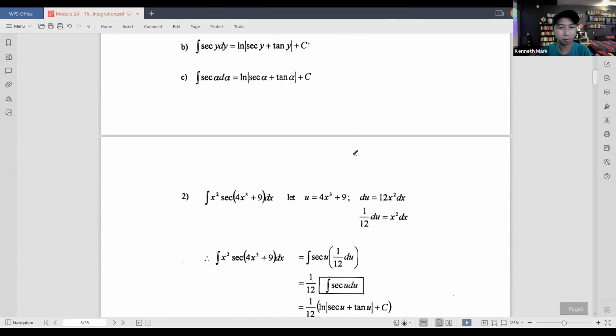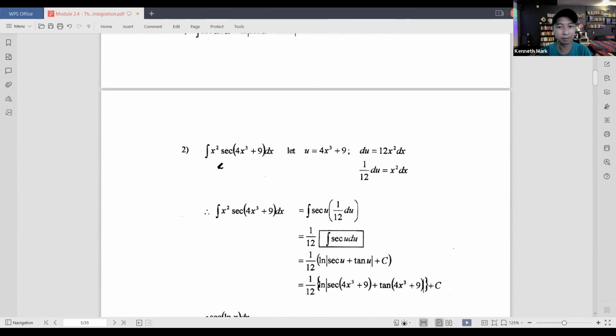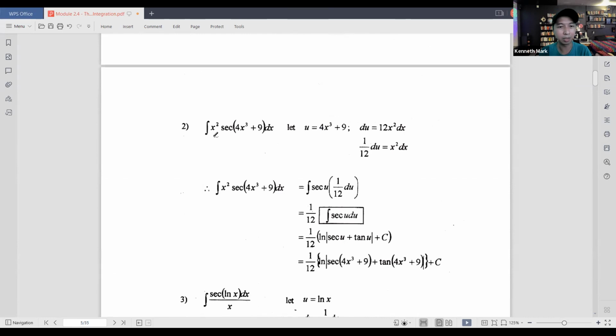Okay. So let's have an example. So here we have the integral of x squared secant of 4x cubed plus 9. So again, ito yung gagawin natin u. Or pwede niyo siya ma-rephrase ang formula, or ang given integral. So you can just have integral of secant 4x cubed plus 9.